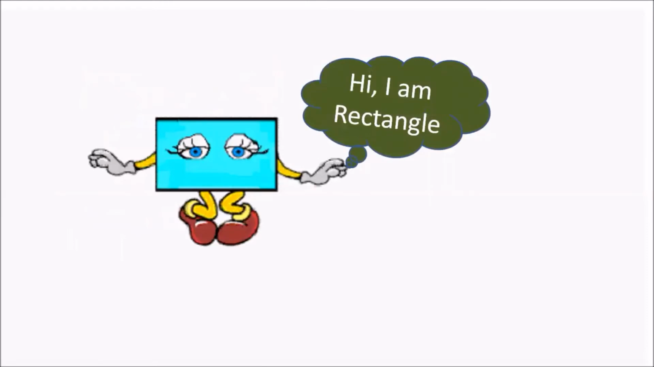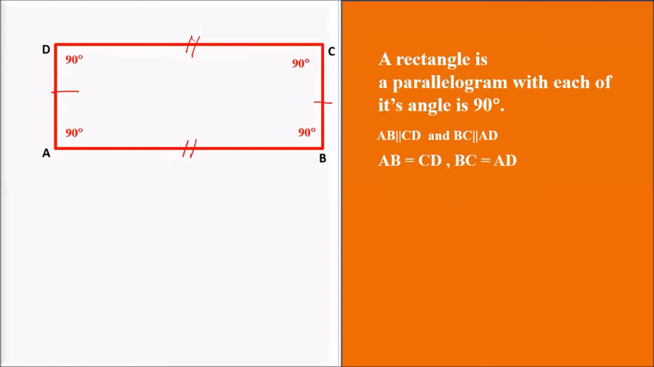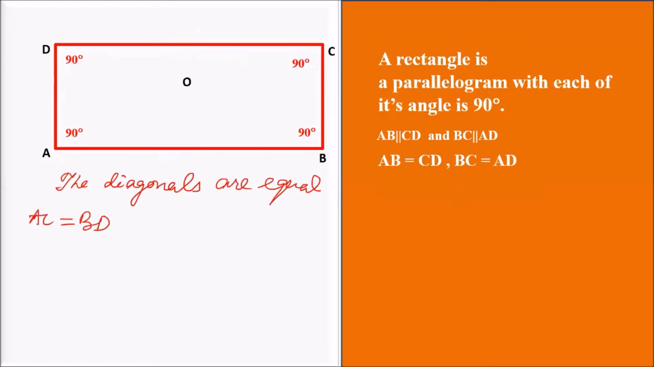Next, what is it? It's a rectangle. A rectangle is a parallelogram with each angle being 90 degrees. In a rectangle, all the angles are 90 degrees. Here also, it has the same properties as a parallelogram. Opposite sides are parallel. Opposite sides are equal. And another interesting property is that diagonals are equal. Here diagonals are equal. AC, if we measure, is the same as BD.